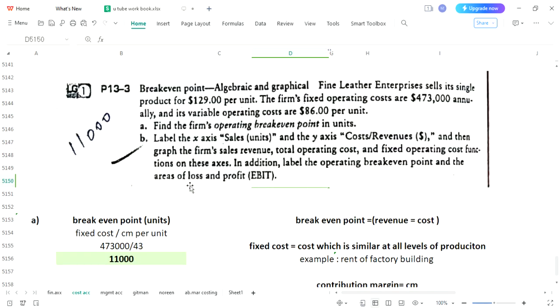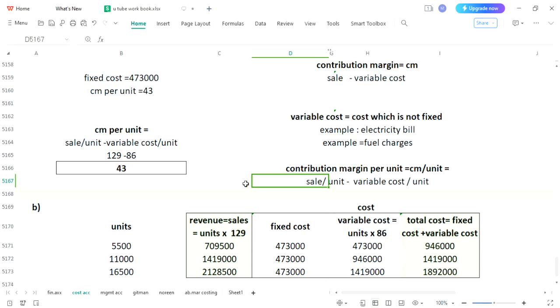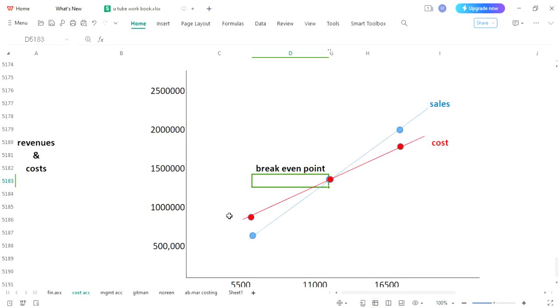And the area of loss and profit. Come over here. The red line was your cost. The blue line was your sales. At this stage, please note it down, your cost was higher than your sale. So this area, from this red line to this blue line, in between these two lines, is the area of your loss.